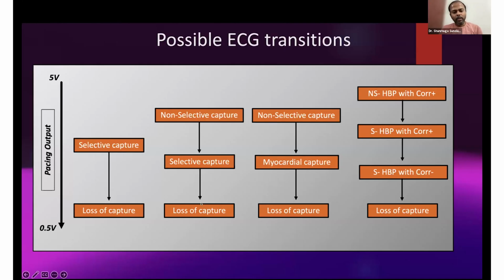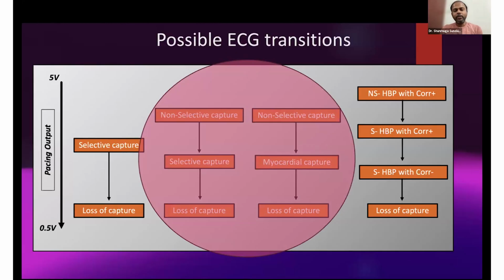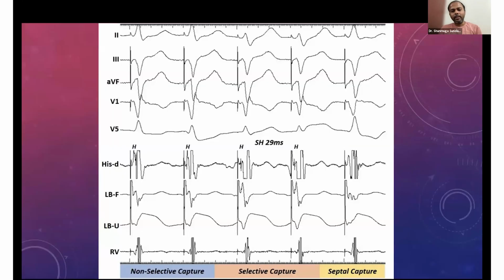non-selective to selective to loss of capture, non-selective to myocardial capture, or so-called septal capture, to loss of capture. When you do his bundle pacing, you can have high output non-selective his bundle pacing with correction, selective his bundle pacing with correction, selective his bundle pacing without correction, to loss of capture. But when it comes to left bundle, probably the middle two are most important: NS to S, or NS to septal capture, and ultimately resulting in loss of capture.